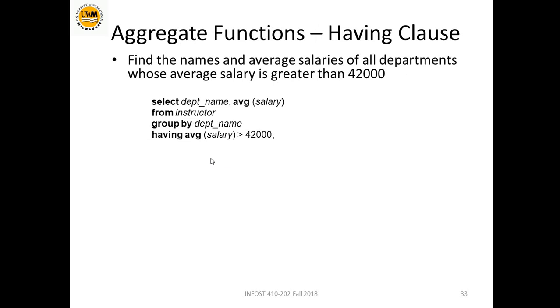Aggregate functions having clause. The having clause works in the same manner as where, we can have a predicate. We say select department name and average salary from instructor group by department name having average salary greater than 42,000.